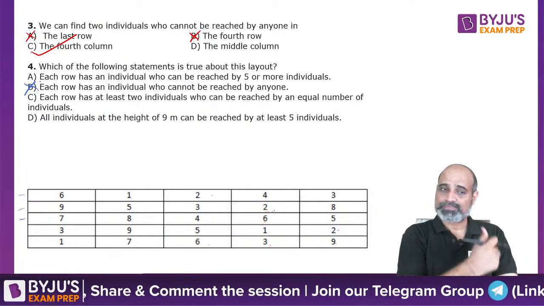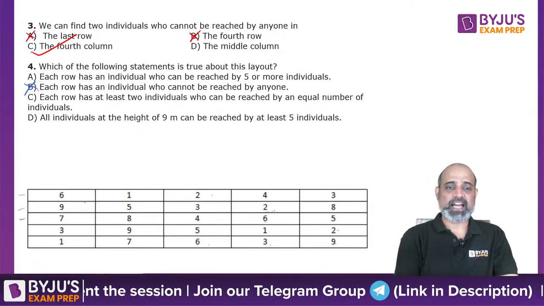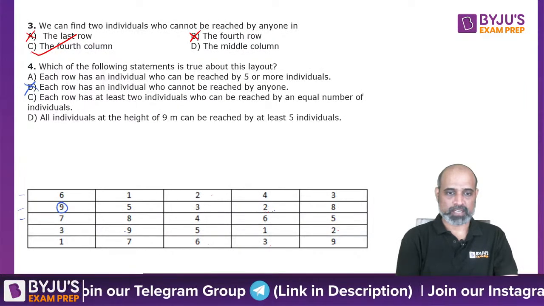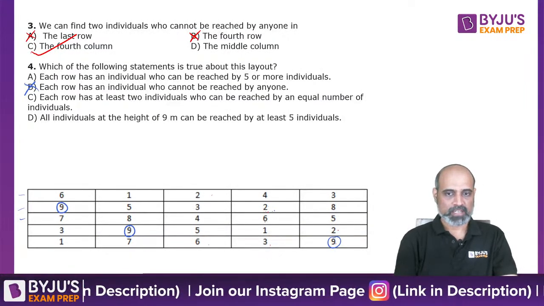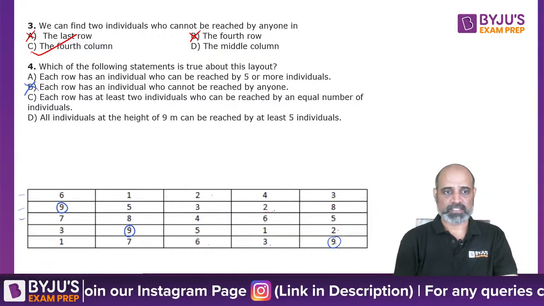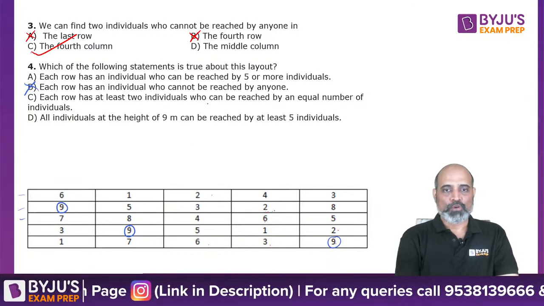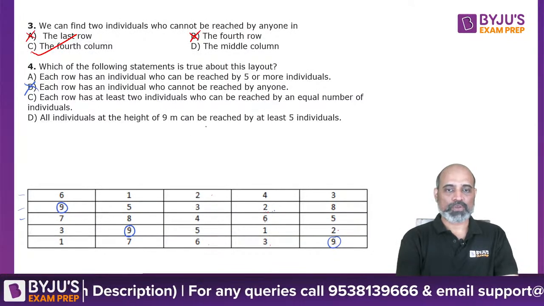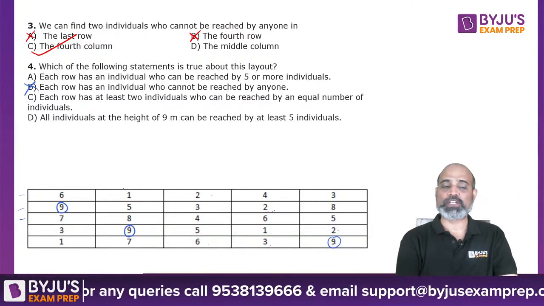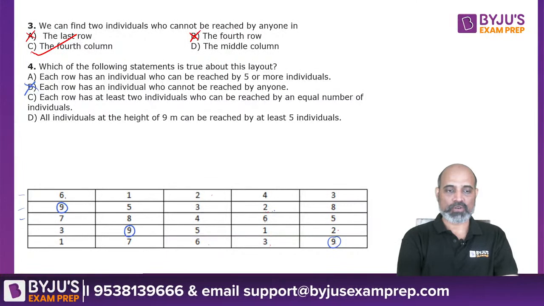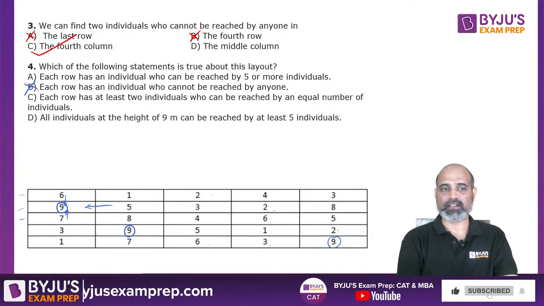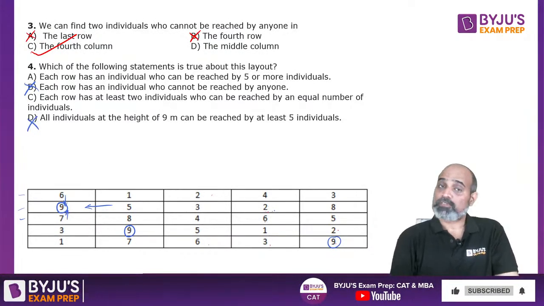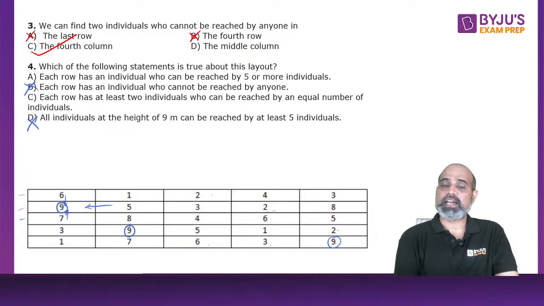Let's check D now. All individuals at the height of 9 meters. So this is 9, this is 9. Do we have any more 9? Yes, we have one more 9 here. Any more 9? No. 3 nines. Who can be reached by at least 5 individuals? Look, this 9 can be reached from 6, from 7, from 5, but not from 3. So this is also false. So this very first 9 can't be reached by at least 5 individuals.